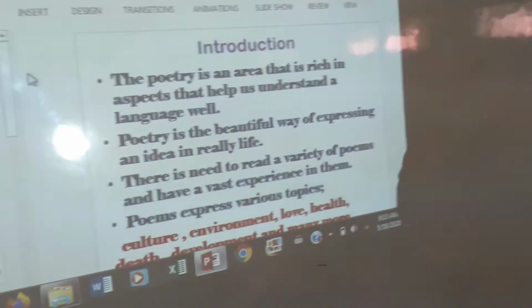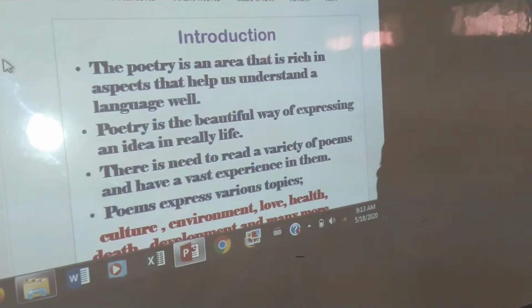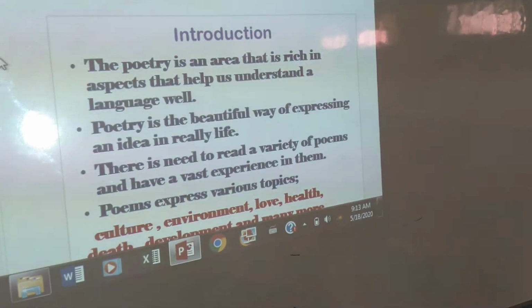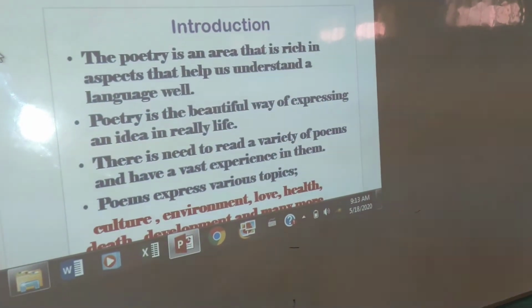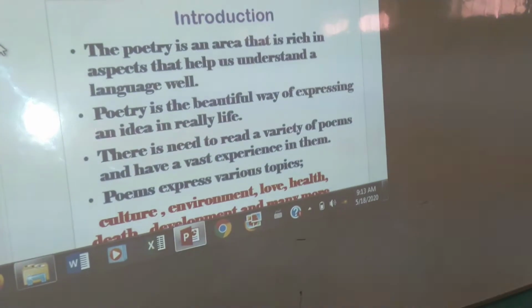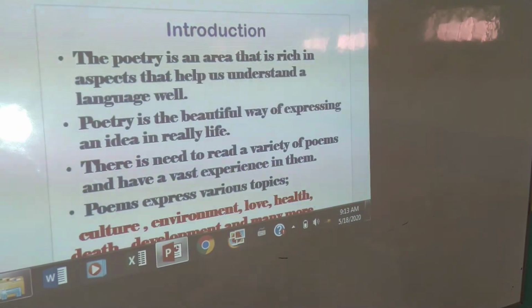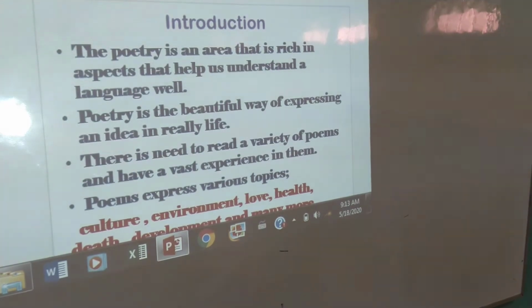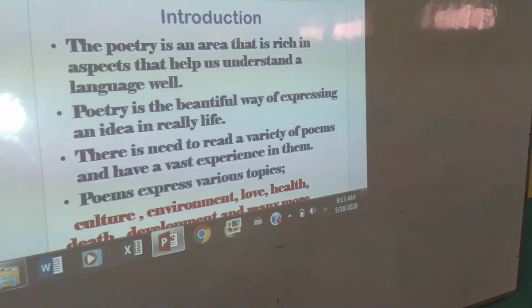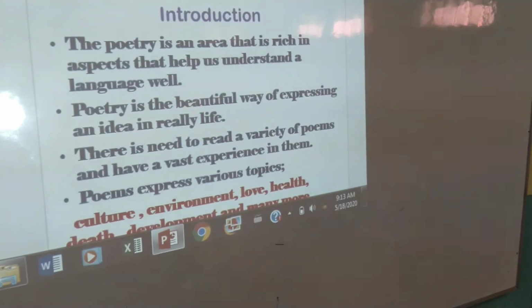One of the things that we'll have to have a look at is that poetry is one of the areas in the paper that is major, and it has a lot of aspects that can help one understand language well. Not only understanding the language, but poetry can help you express ideas, express observations in real life in the best way. So having an aspect of reading the poem very well and understanding it, you have to have enough experience that will help you. Should it come in an exam, you will be able to analyze the questions very, very well.